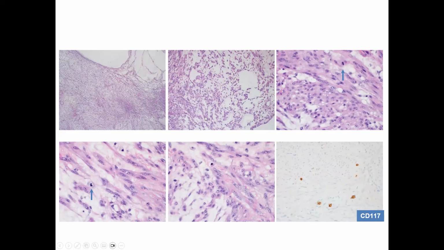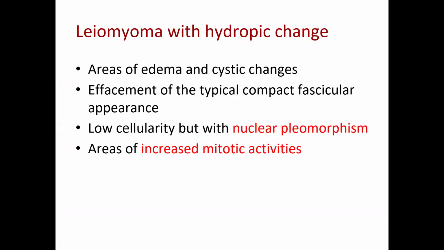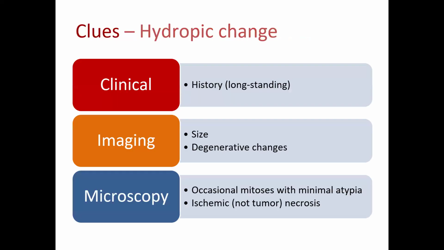And remember, none of the features we see in, or we will talk about in, leiomyosarcoma, we see here. So there is no need for you to start saying things like atypical features and stuff like that. That's just hydropic degeneration in a leiomyoma. So with hydropic degeneration, I know there is going to be nuclear pleomorphism. There is going to be increased mitosis, but calm down, you expect that.